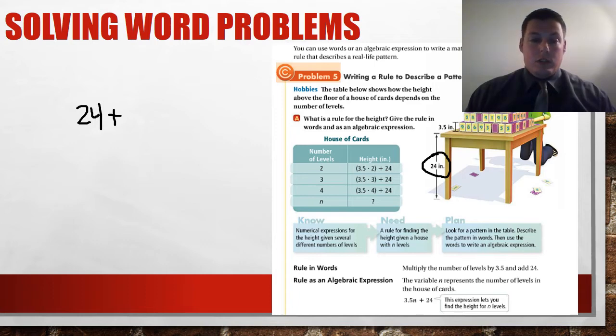So the rows is your unknown. We're going to just call that n. And how many rows, which is n, and each row is 3.5 inches high. So this is going to be our algebraic expression.